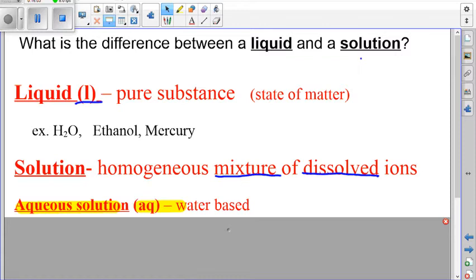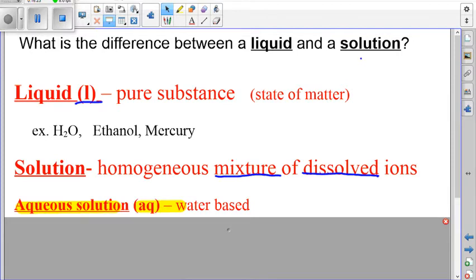Or these, for example, my magnesium sulfate and sodium hydroxide that I'll use in a demo later today and that I used yesterday. These are solutions where I have sodium hydroxide dissolved in water. So this is an aqueous solution. This is an aqueous solution.